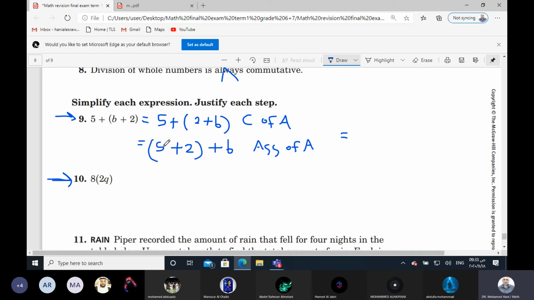Then we can add now, simplify. 5 plus 2 will be 7, plus 3. So this is simplified. So the last answer will be 7 plus 3. I cannot add 7 and b here because b is a variable and 7 is a number.